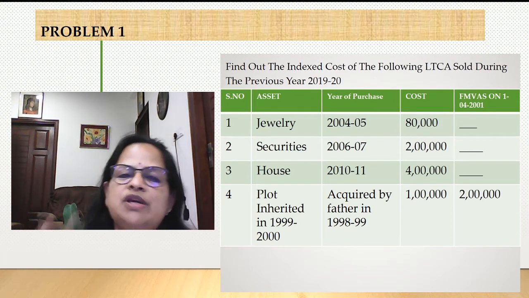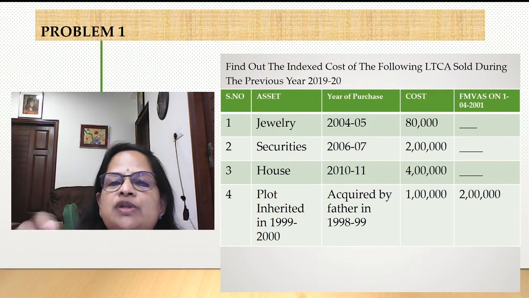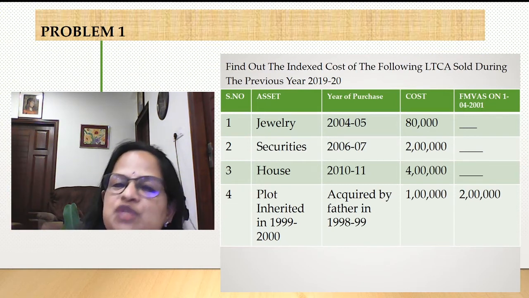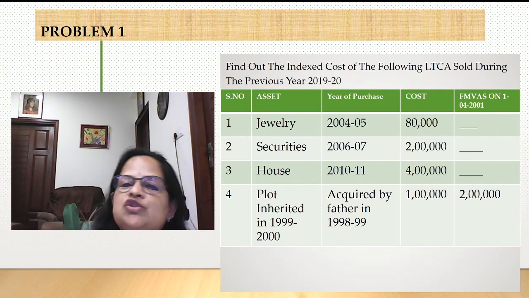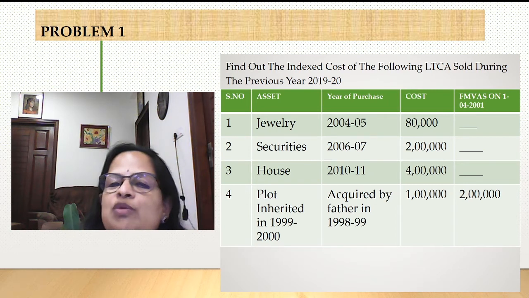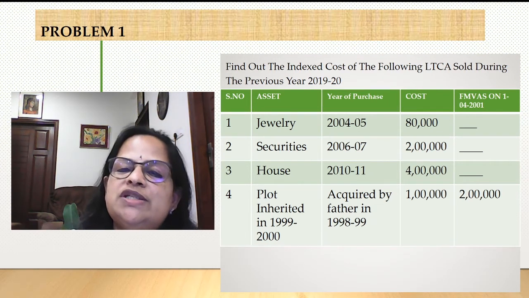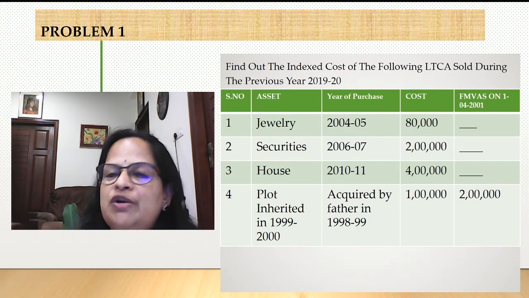Now you have to remember jewelry. Year of purchase is 2004-05. Value is 80,000. So for 2004-05, fair market value need not be given here. If it is before 2001, then only fair market value will come. So that is how these 3 columns, fair market value is not there in the question. Securities 2006-07. It's after 2001, so fair market value as on 2001, we will not consider. House property 2010-11. Fair market value we don't have to consider.